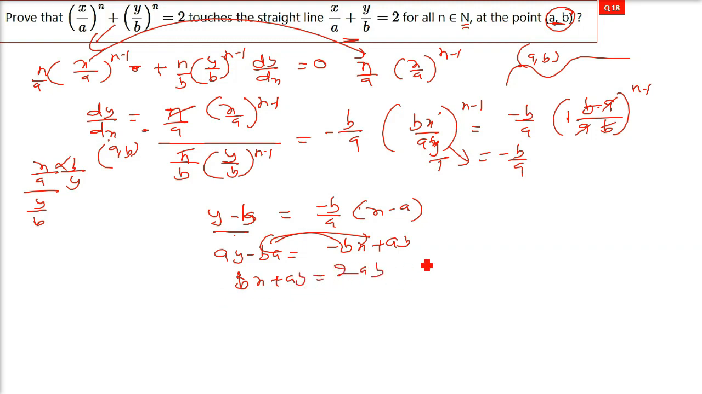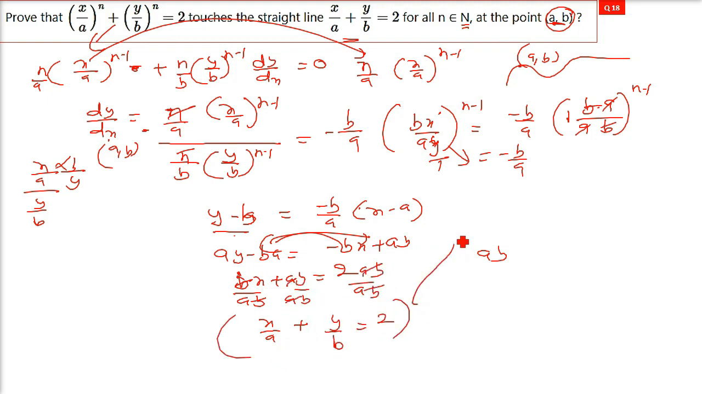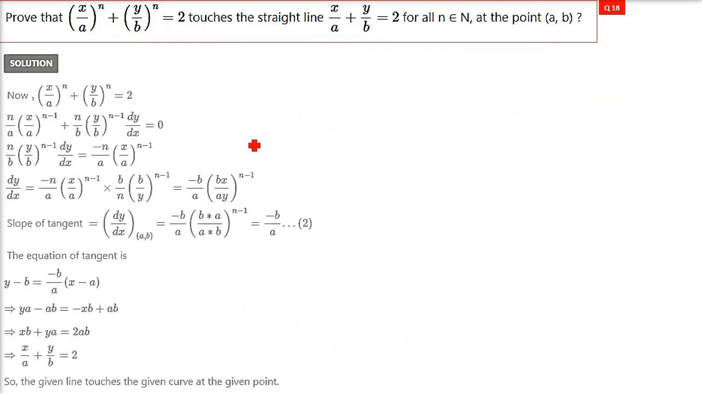Now divide everything by ab here, and ab here also. So b gets cancelled, you get x by a; a gets cancelled, you get y by b. Here ab gets cancelled, you get 2. So what do you think? Is that equal to the middle one? Absolutely, yes. So this was the whole scenario of this question. Now let me show you how you're going to go about it. The logic I explained to you, but this is how you're going to write.